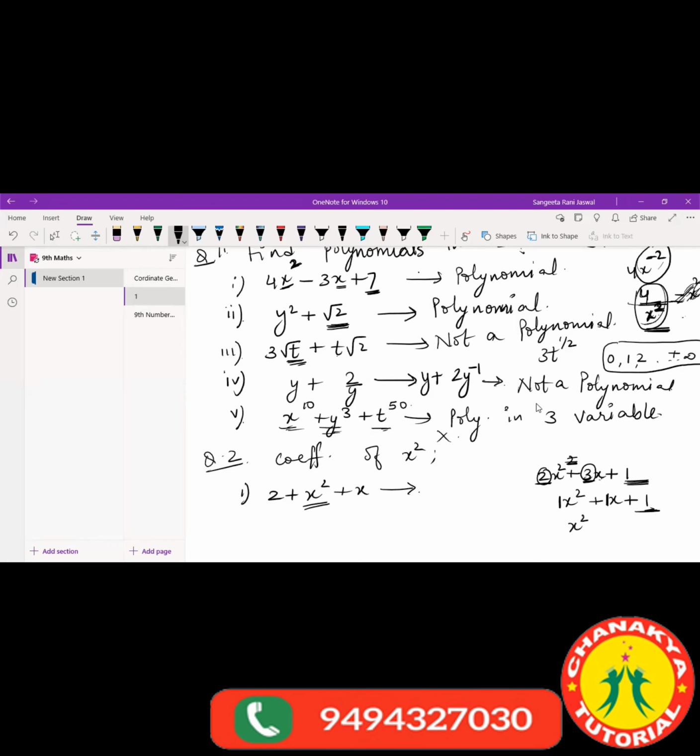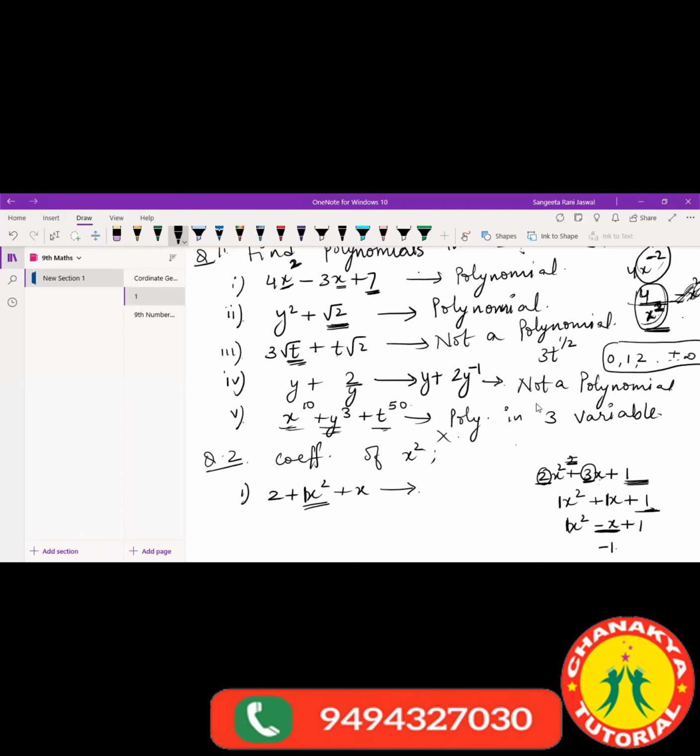And suppose it is like this, minus x plus 1, then what is the coefficient here? Coefficient here is 1. And here what is the coefficient? Coefficient is minus 1. Okay. Yes ma'am, only 2, right? So no, the coefficient here is 1. There is 1 in front of it, see this.